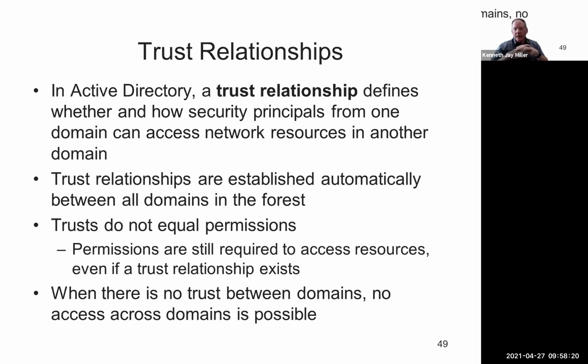Now, when we have different domains in the same forest, the trust relationships are automatically created, because the assumption is if they're in the same forest, they should trust each other. Now we can break that. We can go in and turn off trust, but by default, they're turned on. Okay. If they're separate forests, we have to manually or use a trust wizard to build the trust.